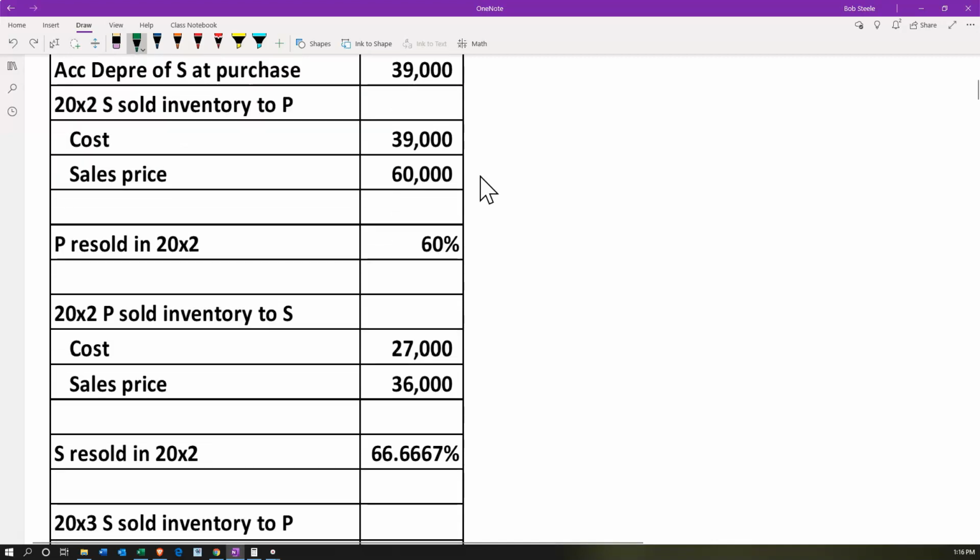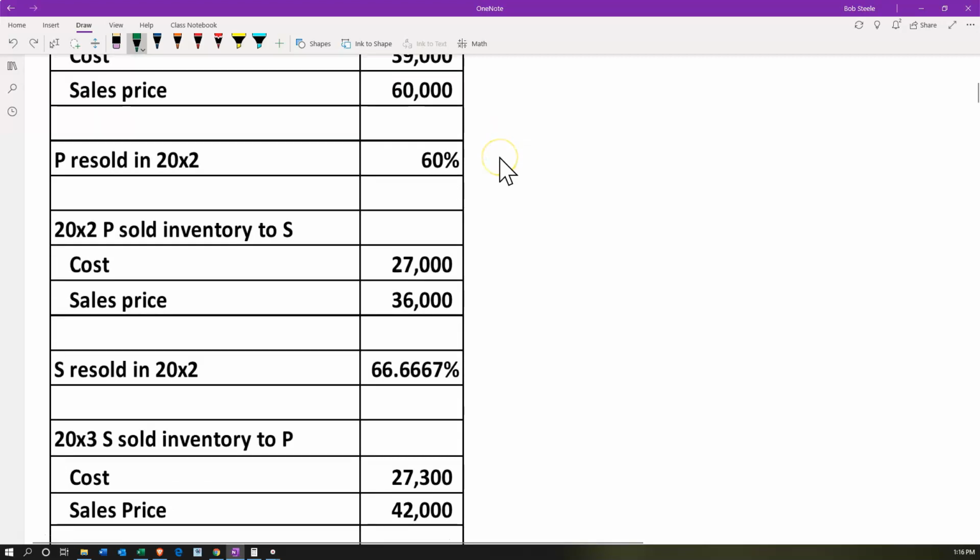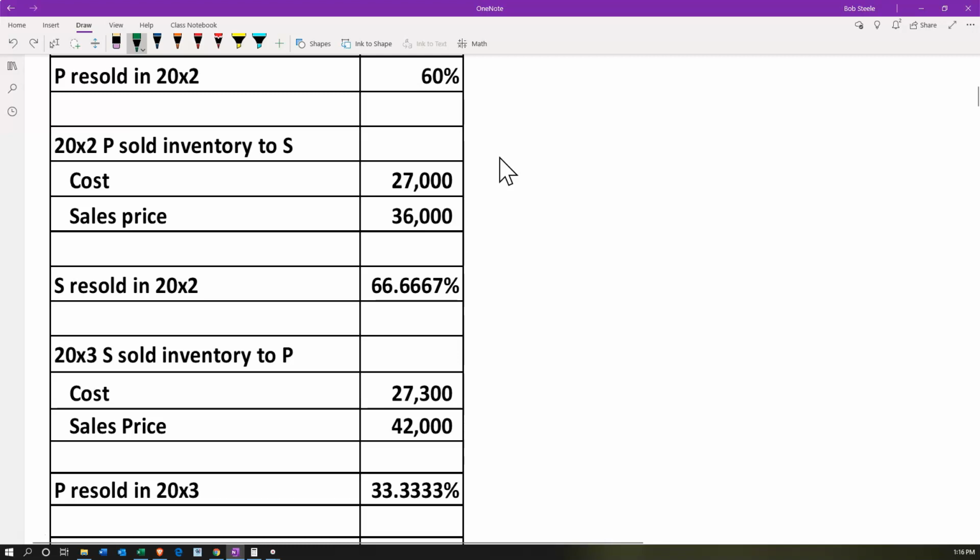All right. So then we have 20X2, S sold inventory to P. So this happened last year, 20X2, S sold to P. So S is the subsidiary selling up. So it's an up transaction to P. We have the cost and the sales price. Then it says that P resold in 20X2 60% of it.